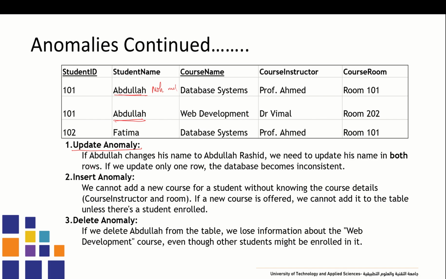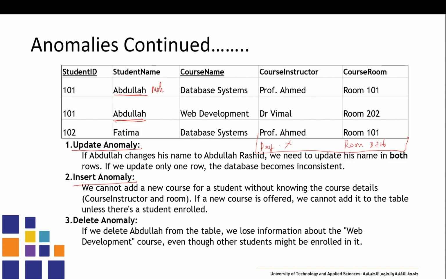Second one, insert anomaly. Suppose, for example, a new professor joins a college, for example Professor X. He joins the college. His room number is D216. Can I insert the new professor into this table? I cannot insert the new professor into this table until he has at least one student studying a course with him. Because he newly joined the college, there are no students for him, no subject for him.